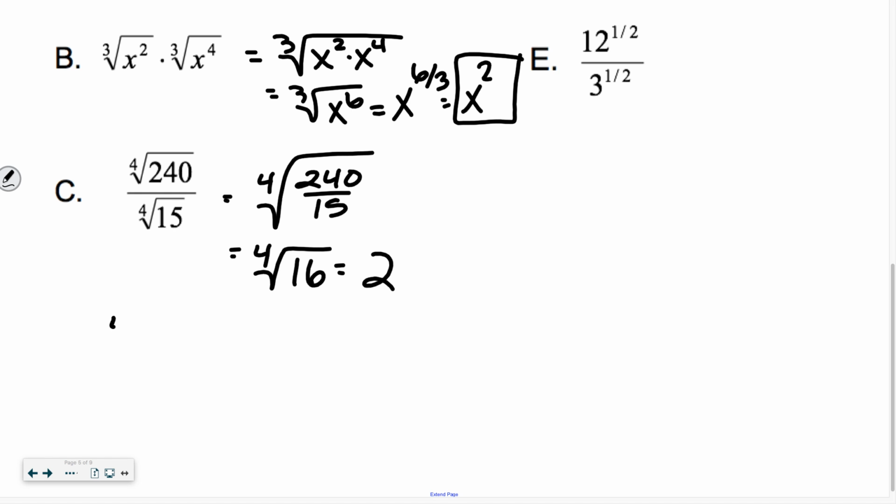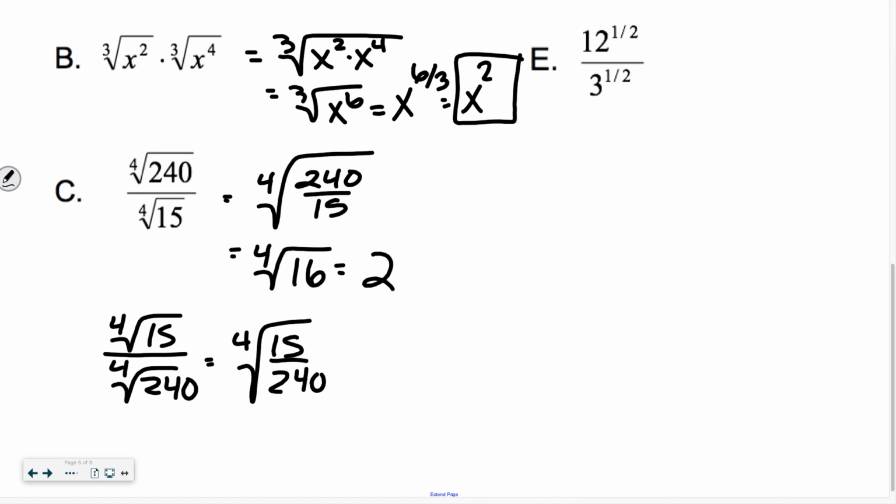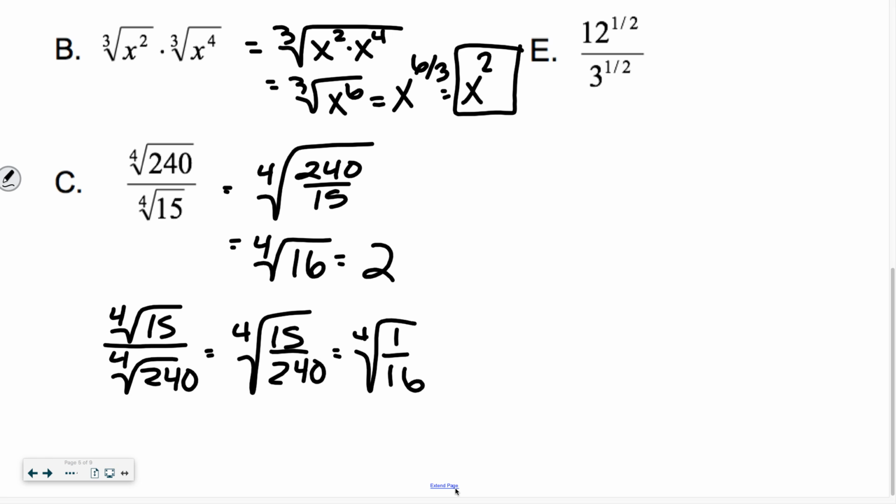Now, if I had written that the other way, the 4th root of 15 divided by the 4th root of 240, then when I rewrite it, I would be doing 15 over 240, which reduces to 1 over 16. So this would be an example where I had 2 4th roots that were separate. I used the quotient property to put them together. Okay. I simplified the quotient 15 over 240 to get 1 over 16.